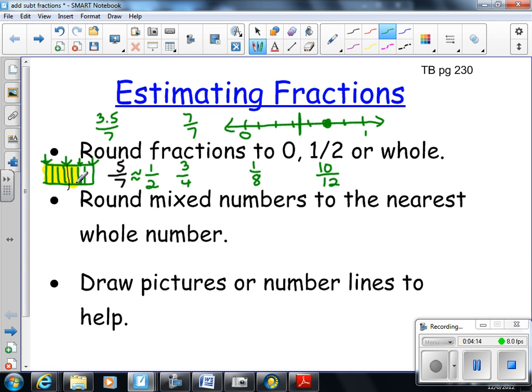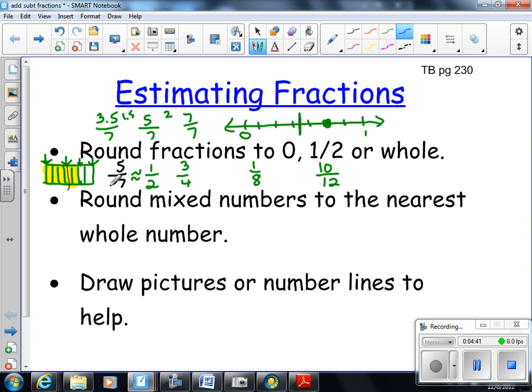Now you can decide, do I like the picture? Do I like a number line? Or am I trying to say, is 5 going to be closer to 3.5? Well, it's 1.5 away from that one. Or is it going to be closer to 7? It's 2 away from that one, so it's got to be closer to the half. So you choose which method you like to use when you're trying to estimate fractions. Let's take a look at another one.